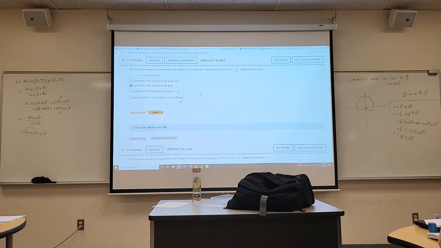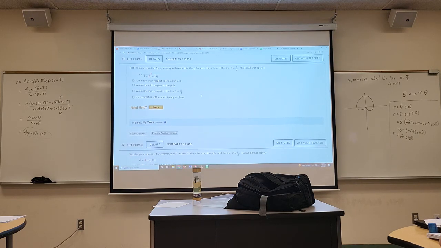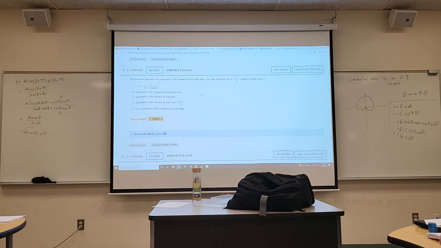So, other symmetry tests. Without going into it, what type of symmetry would you anticipate here? Polar axis. Polar axis, definitely. Cosine is an even function. If I replace theta with negative theta, I'll get the same thing. So this is definitely a symmetry on the polar axis.